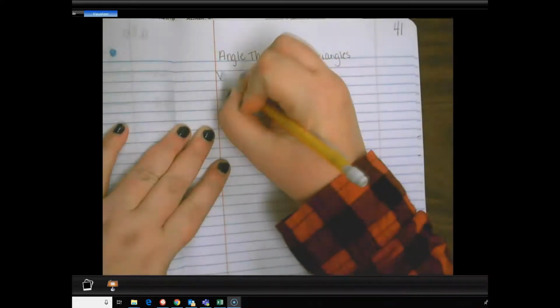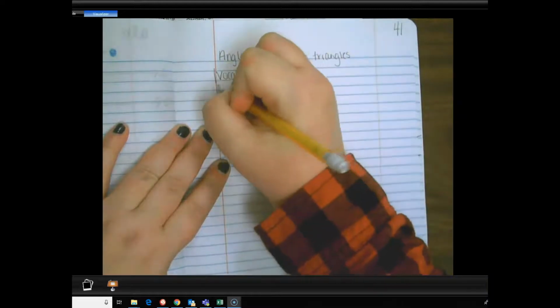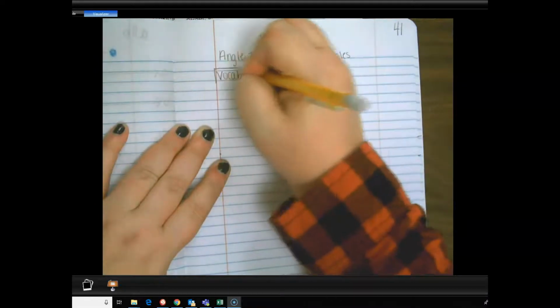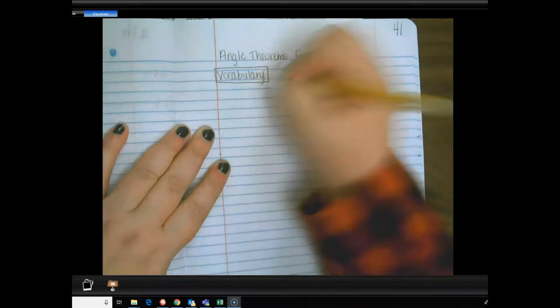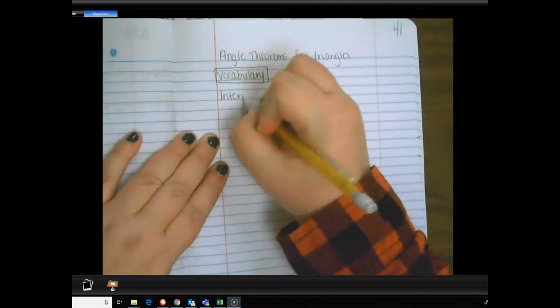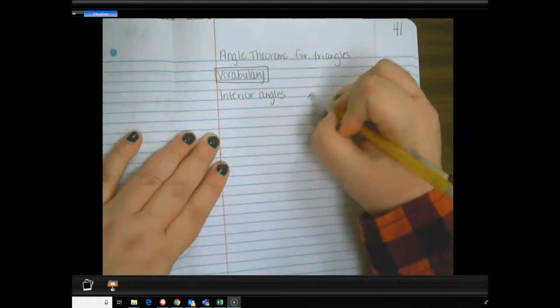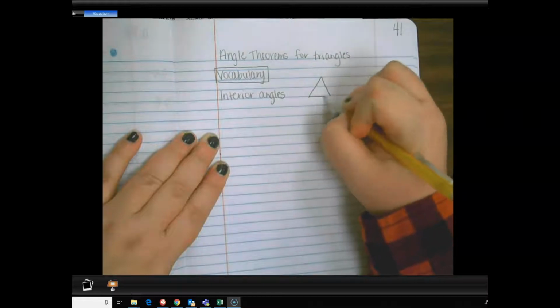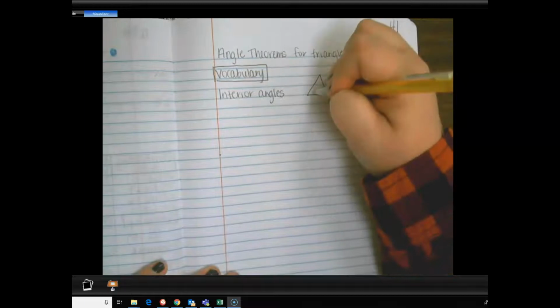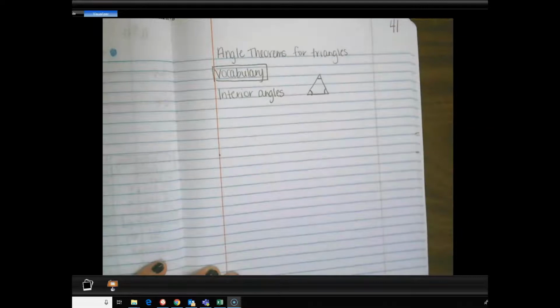So we're going to look at vocabulary first, and we're going to box it. Our first vocabulary is interior angles. So we talk about what interior means. I'm going to draw a triangle. Interior means they are on the inside. So we're going to mark these 3 angles because they are on the inside. A triangle has 3 interior angles.